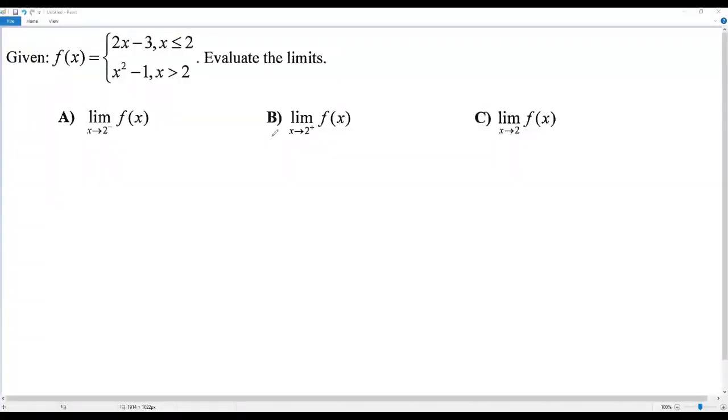We have an AP Calculus AB problem. Okay, let's go with the information. Given f(x) = 2x - 3 if x is less than or equal to 2, and f(x) = x² - 1 when x is greater than 2, evaluate the limits. We have to evaluate three limits.